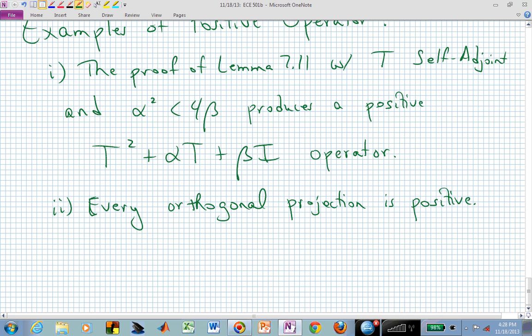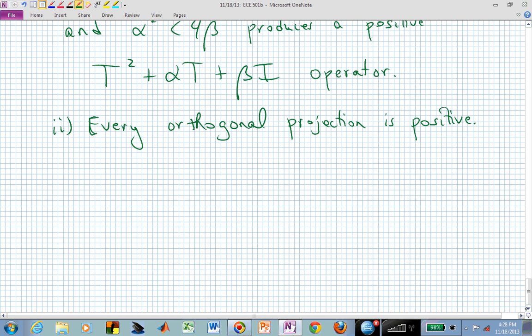That's enough examples for now. We'll get into more in a minute. But now that we have these positive ideas or operators, we can think of those as generalizing positive numbers, and I can take the square root of a positive number. So let's now talk about square roots of operators. So we can now define square roots.